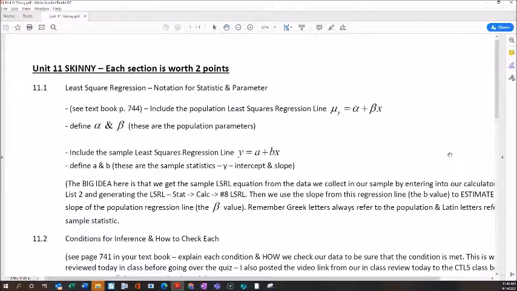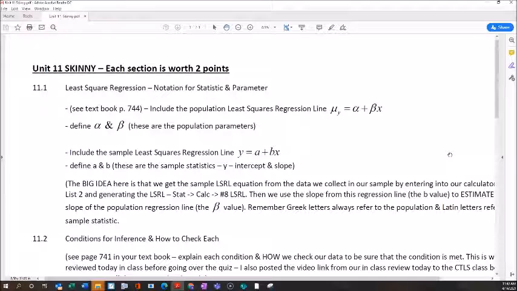So the population parameter, the least squares regression line, would be the mean of Y equals alpha plus beta X. The alpha is your y-intercept. That's your true y-intercept for your population. And then the capital Greek B, beta, is the true slope of the population regression line. So those are your population parameters.